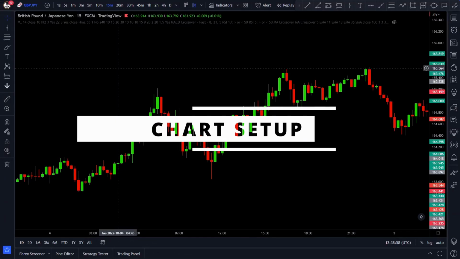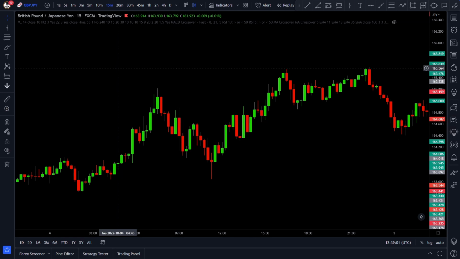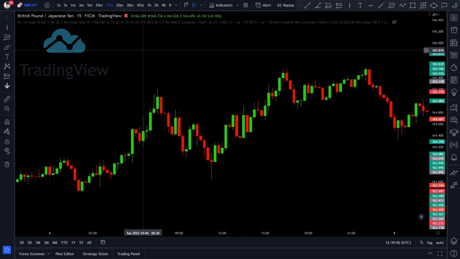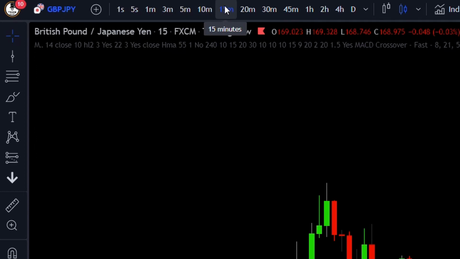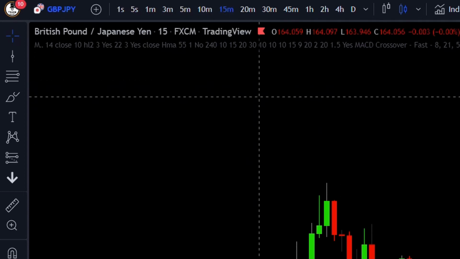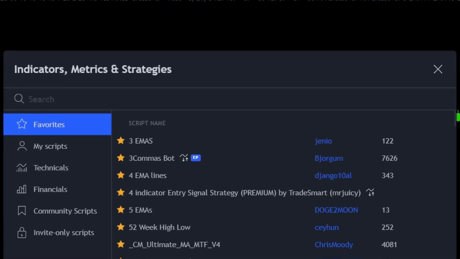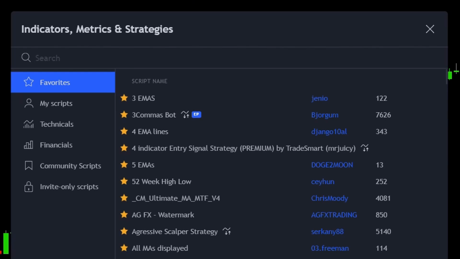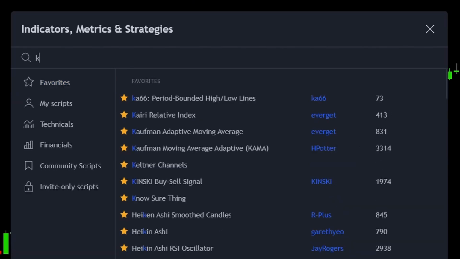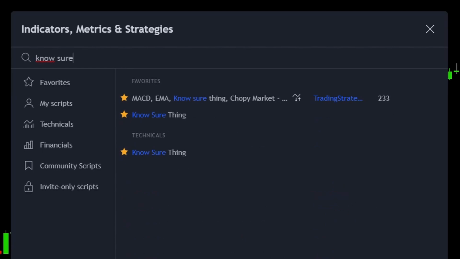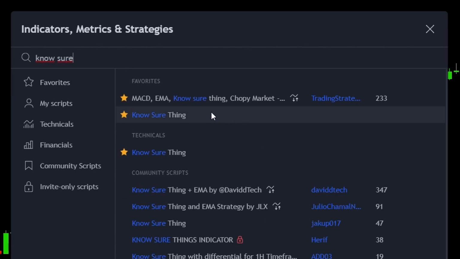First, let's see the chart setup with the indicators. For this strategy, go to tradingview.com and open up the GBPJPY 15-minute chart. Once you got that, head over to the Indicators tab and let's add our indicators. Our first indicator is going to be the No Sure Thing, and this will give us our entry signals.